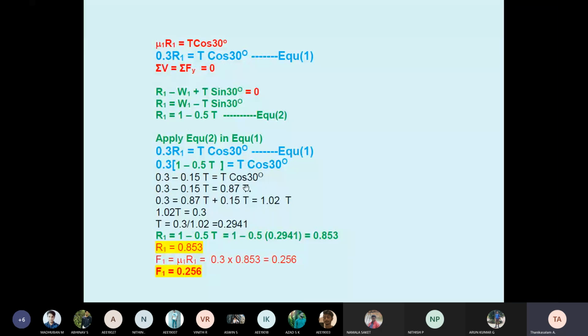Here also T, the right side also T. So I am adding all the T's. The final answer, T equal to 0.2941 Newton. So T, the tension, is calculated.